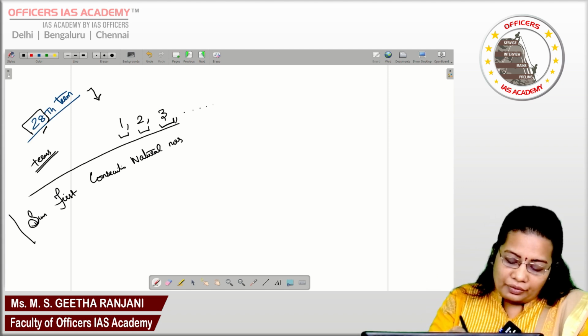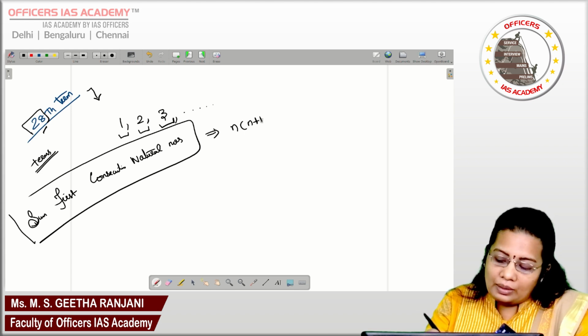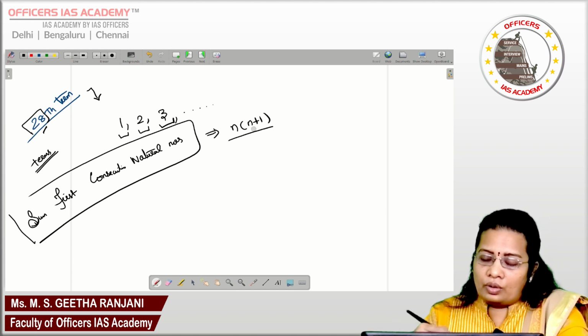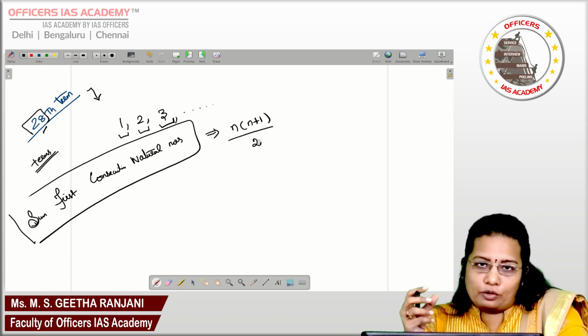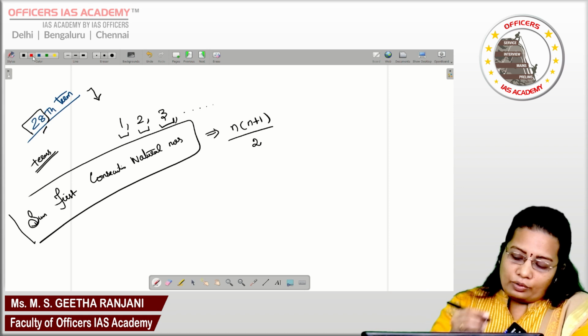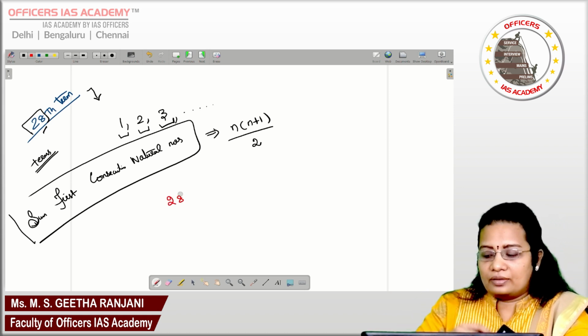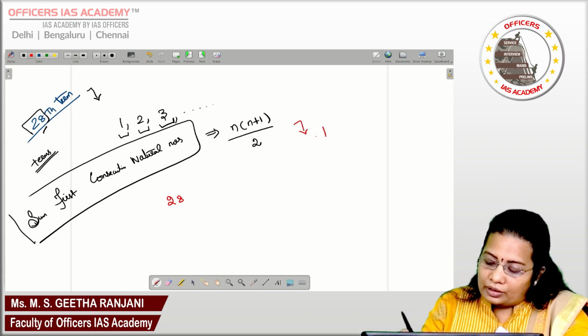So the sum of the first consecutive natural numbers, what is the formula? It is completely based on the AP. n into n plus 1 by 2 is the formula for the arithmetic progression to get the sum. I want 28. So here n and n plus 1. If I know n, then I can solve this, but here it is hidden. I don't know what n is. So use the hit and trial method to get the answer.